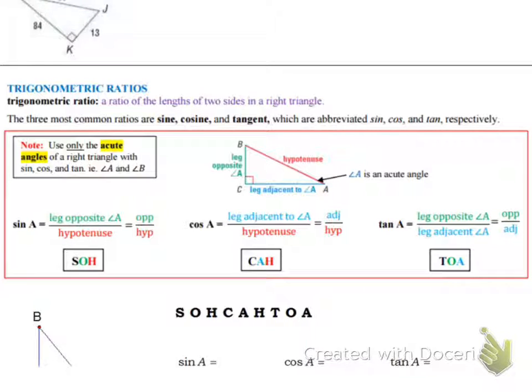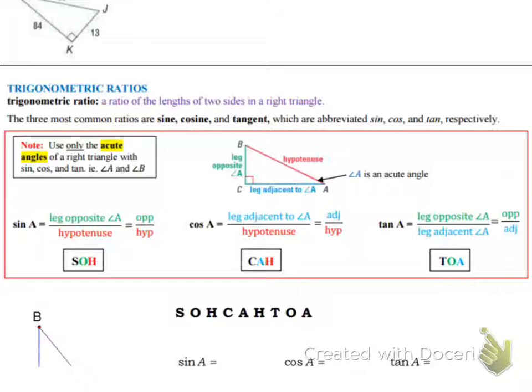SOHCAHTOA. And we're all going to say it together because we need to know it. So on 3. 1, 2, 3. SOHCAHTOA. And again, SOHCAHTOA. And in a high-pitched voice, SOHCAHTOA. In a low-pitched voice, SOHCAHTOA. Oh, I really like this class. And a singing voice. No. I know. No.